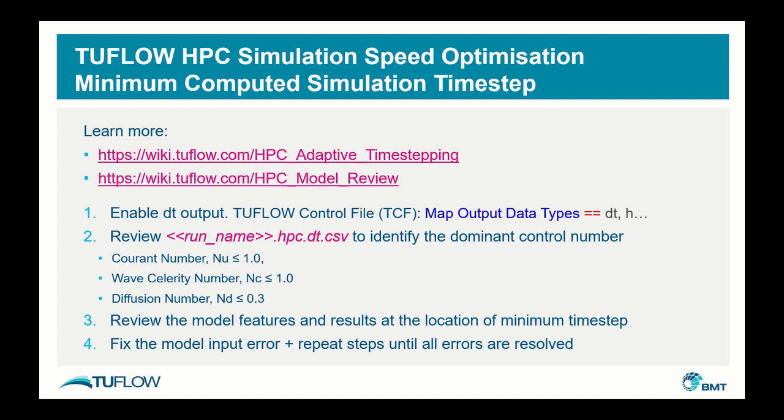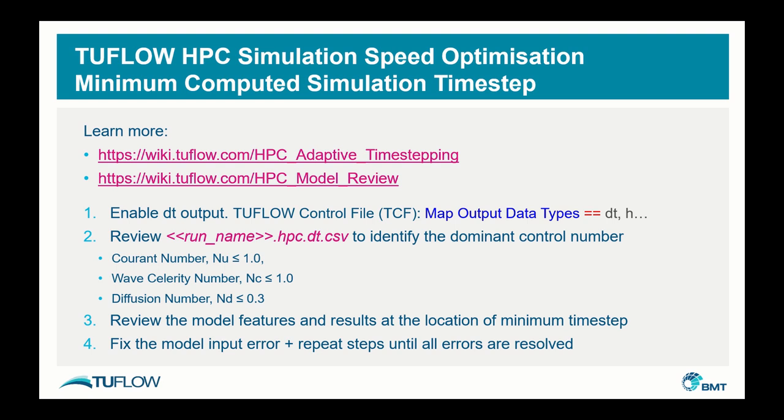Okay, so step 1 is you need to turn on the time step output, and I've done that via the command map output data types == dt, and then I've also specified my other outputs. After my simulation is complete, I would typically open up my HPC DT CSV file. It is written to the log folder, which typically sits one level above your runs directory. And when I look within that file, I review the values for the calculated current number, wave celerity number, and diffusion number, and compare those numbers against the control limit for each.